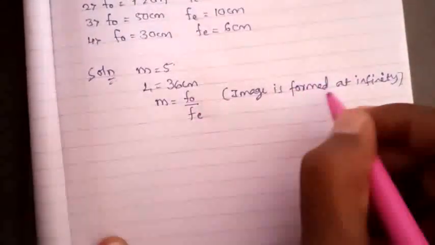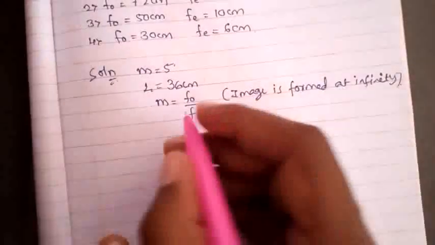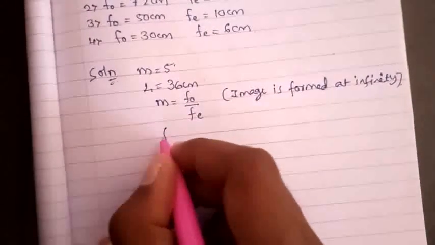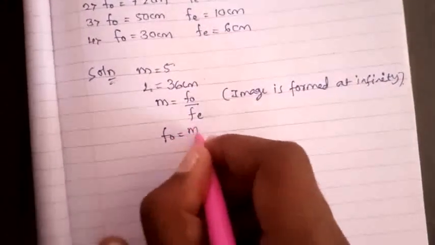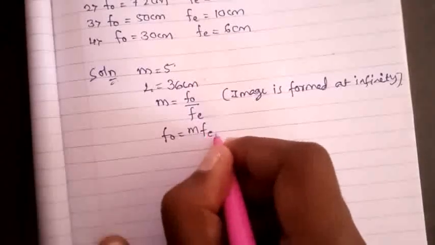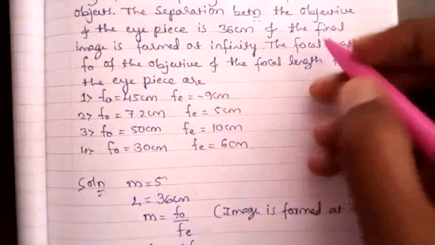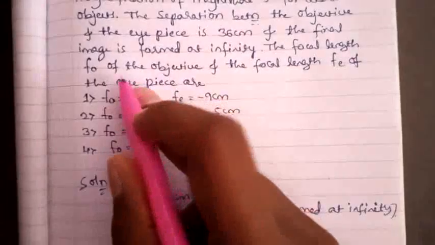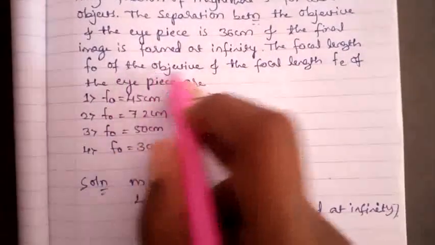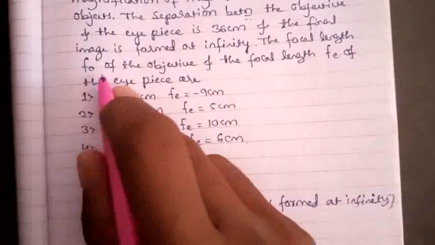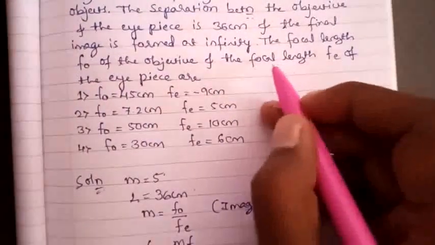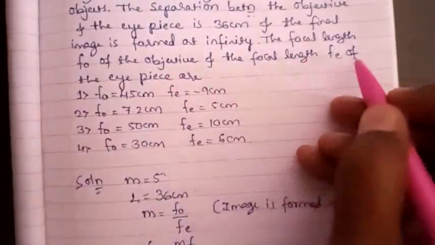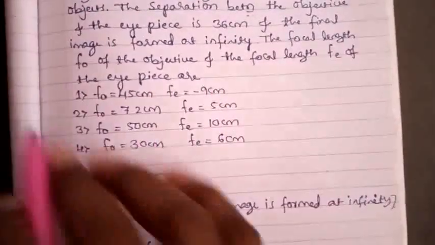But here, where is the image formed? The image is formed at infinity now. Then FO is equal to M into FE. I will write FO is equal to M into FE. Okay, so what is our question? We have to find the focal length FO of the objective lens, and the focal length FE of the eyepiece, respectively.